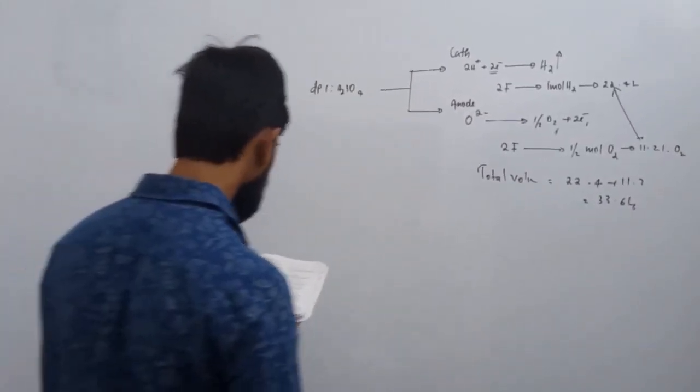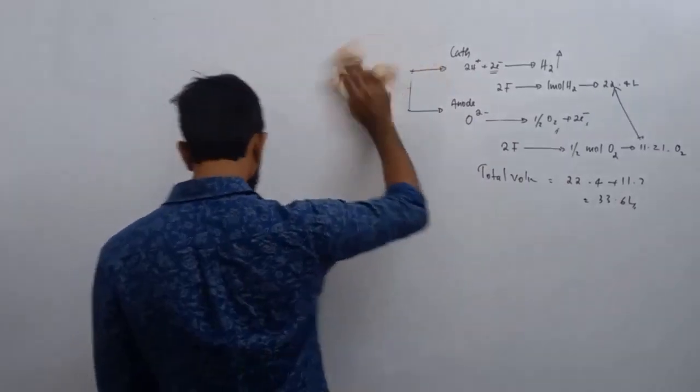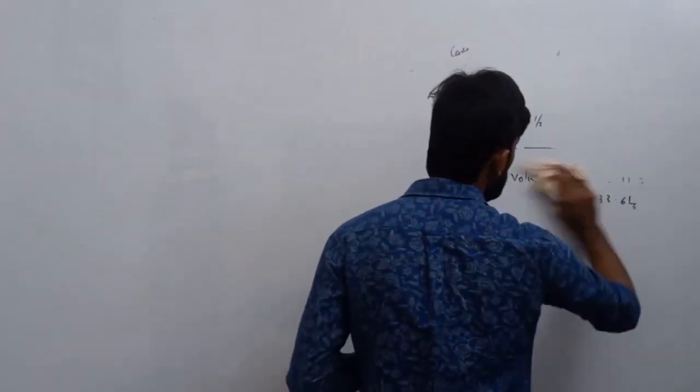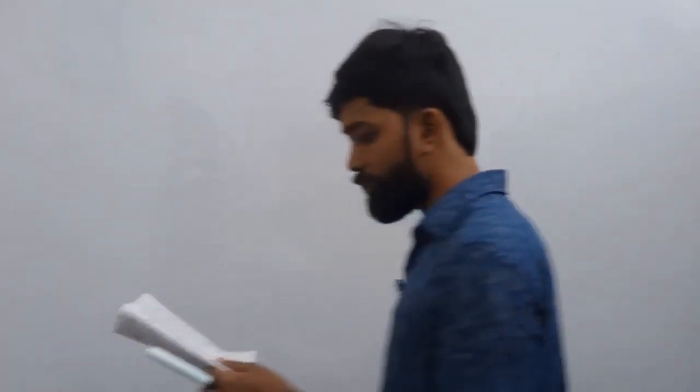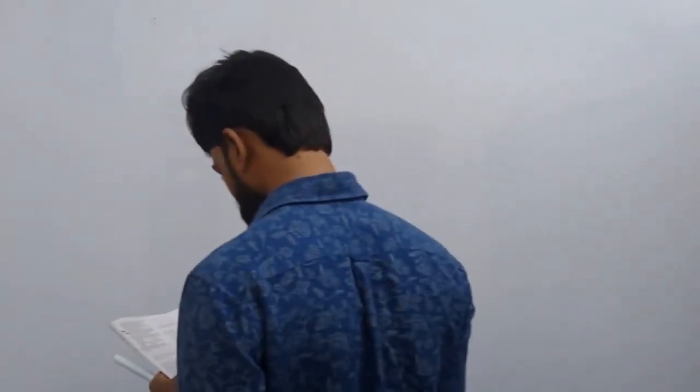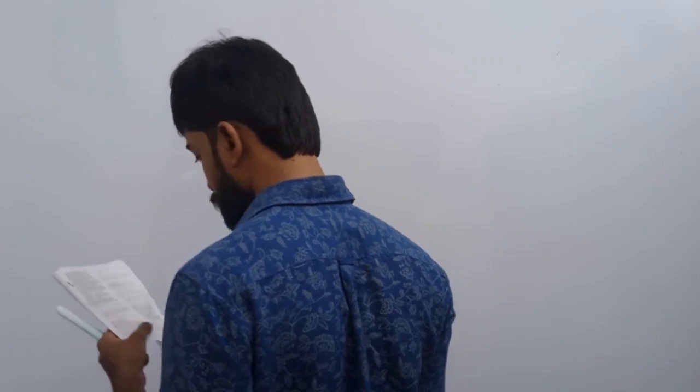So the next question, that is question number 57. Let's have a look at question number 57. Read the question: if an equal quantity of electricity is passed through 3 voltameters containing FeSO4, Fe2(SO4)3, and FeNO3, then which of the following is not true?